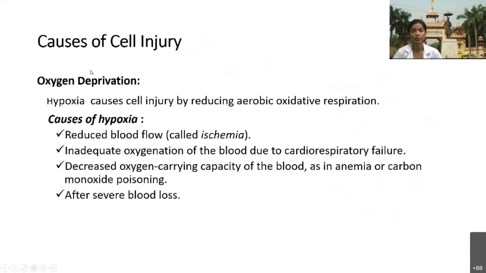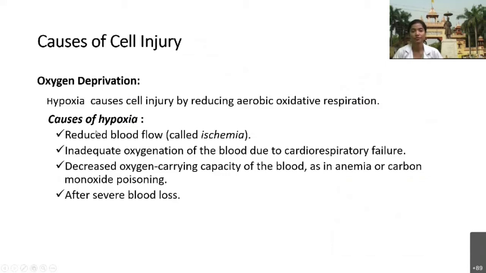Now I'll deal with the causes of cell injury. That is, what is the etiology. So first and foremost, the most important thing is oxygen. We survive on oxygen, all our cells survive on oxygen. So oxygen deprivation, hypoxia, causes cell injury by obviously reducing the aerobic oxidative respiration.